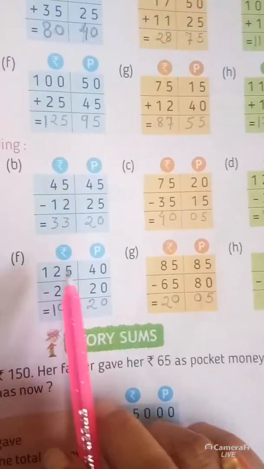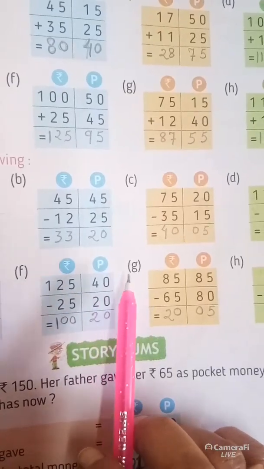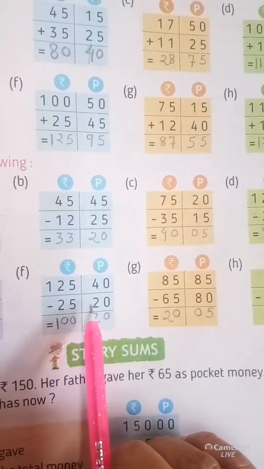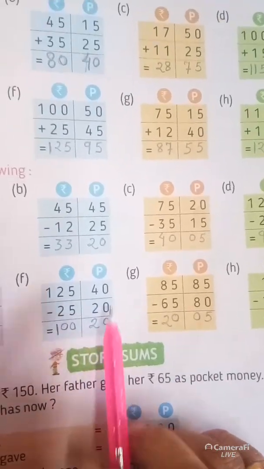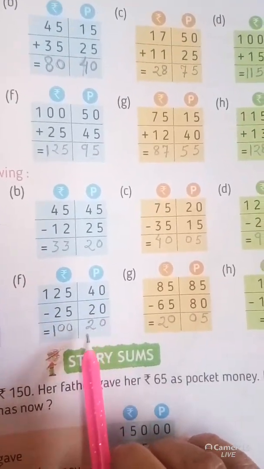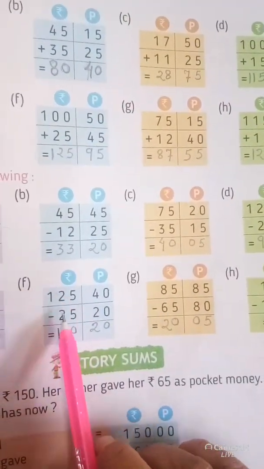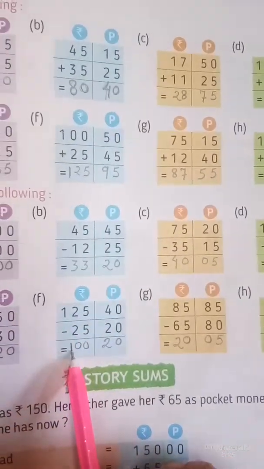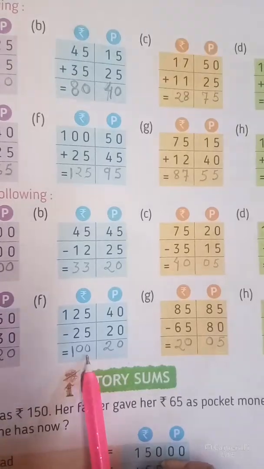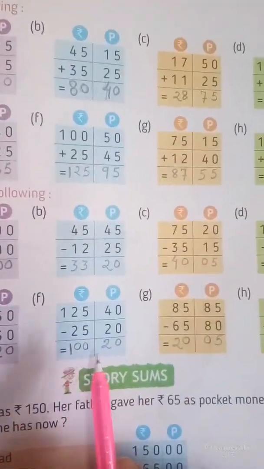Next, number F, 125 rupees 40 paise minus 25 rupees 20 paise. So 0 minus 0 we get 0 and 4 minus 2 we get 2. 5 minus 5 we get 0 and 2 minus 2 we get 0. Here I have no numbers, so we will put here 1. So our answer is 100 rupees and 20 paise. 100 is the rupees part and 20 is the paise part.